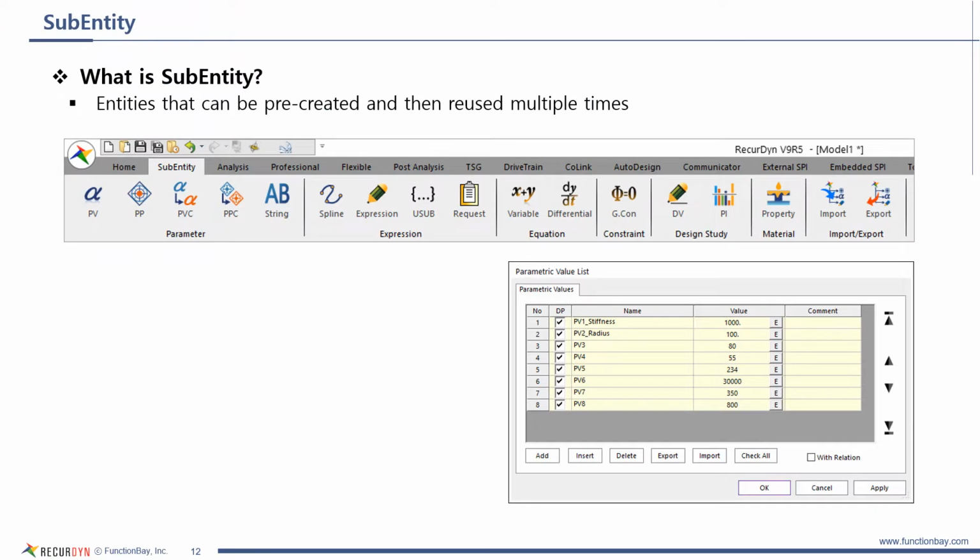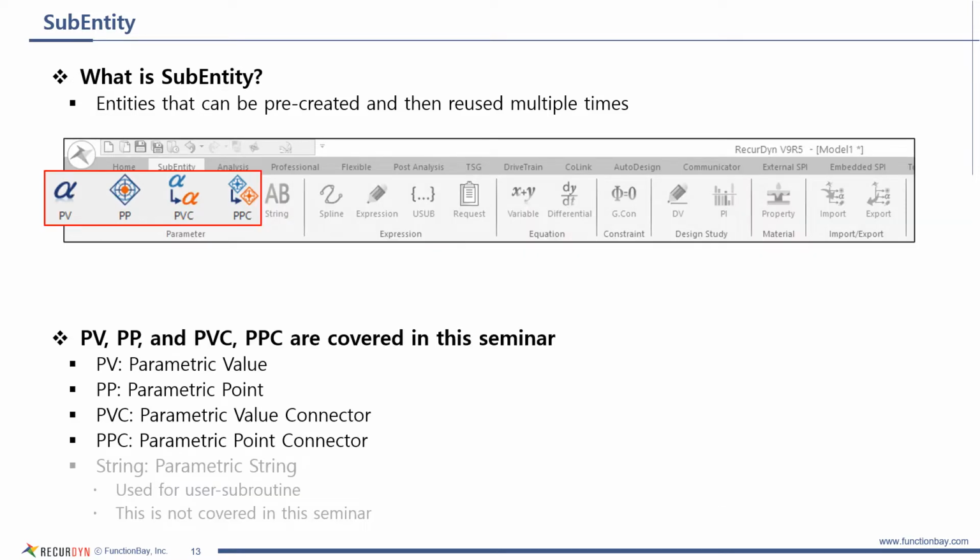Before explaining PV, I would like to explain what subentity is. Entities that can be pre-created and also reused are called subentities in RecurDyn. In RecurDyn, there are various subentities such as PV, PP, spline, expression, and more. Among the various subentities, PV, PP, and Parametric Value Connector and Parametric Point Connector will be introduced in this session. For your reference, string is an entity, also called parametric string, but it will not be covered in this seminar.